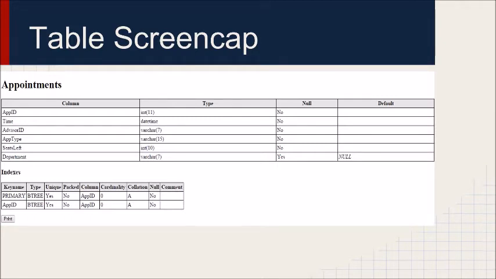The appointment type is going to be either group or individual. Seats left will pertain to how many seats are left for the appointment. This only pertains to group appointments, which are typically only comprised of 10 people. And once again, their department, which again is just computer science or chemical engineering, stuff like that.